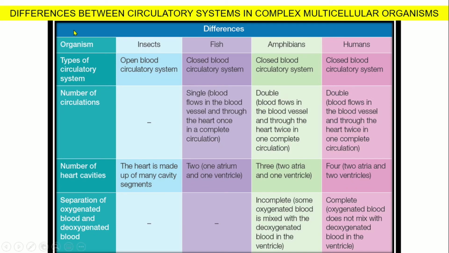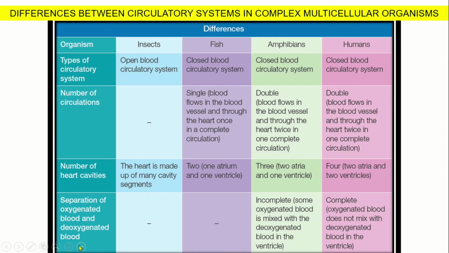We can see that for the type of circulatory system, only insects have the open blood circulatory system. The number of circulations in fish is only 1. But the amphibian and human have double circulation. The number of cavities is different in each organism. The insect has a heart that is made up of many cavity segments. Meanwhile, the fish have 2, amphibian 3, and human 4.